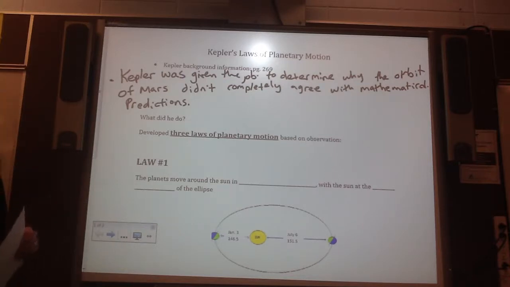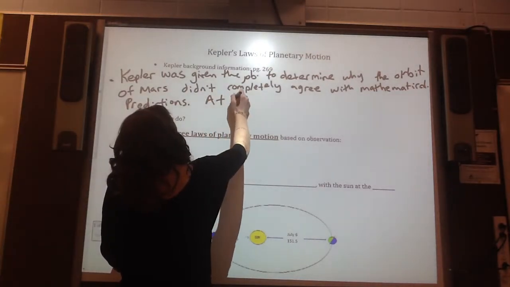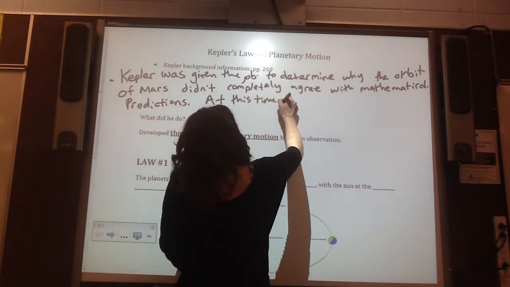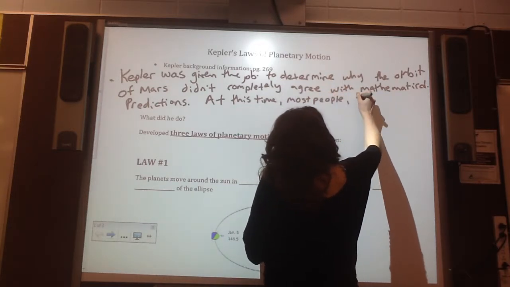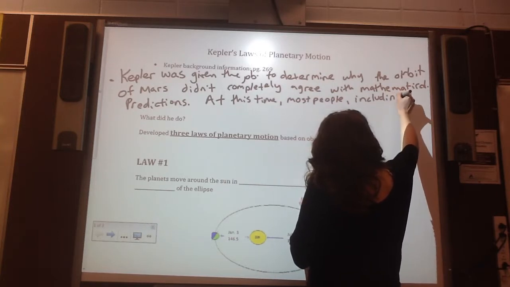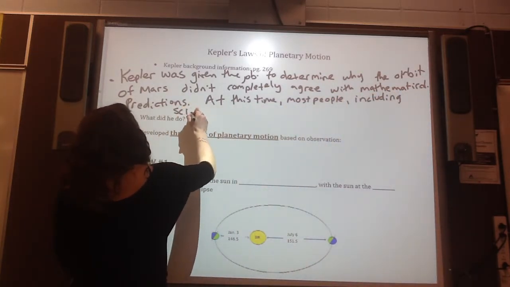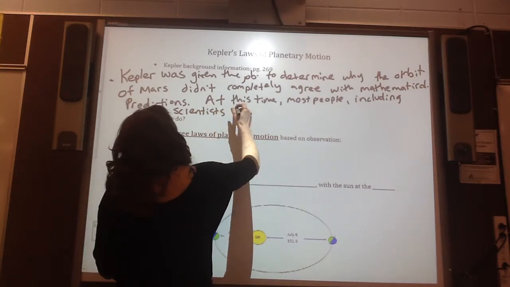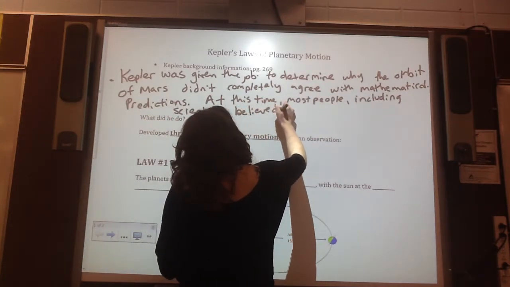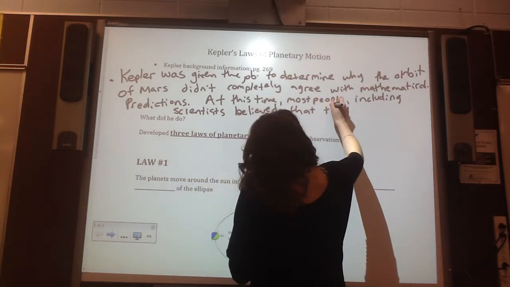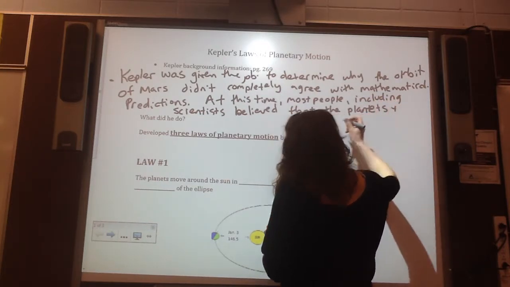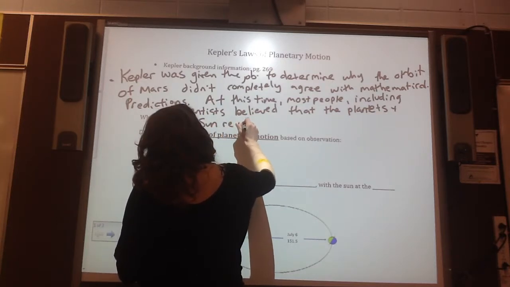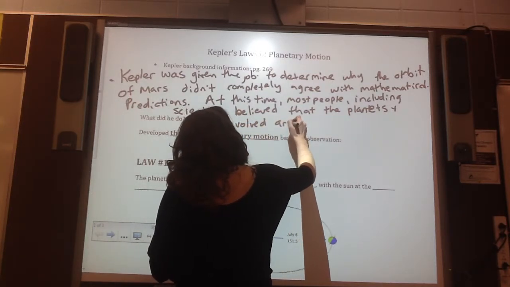And I think it's important to note the societal view at this time, that most people, including scientists, believed that the planets and sun revolved around Earth.